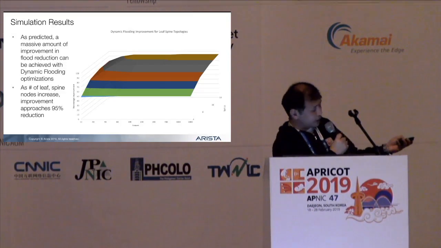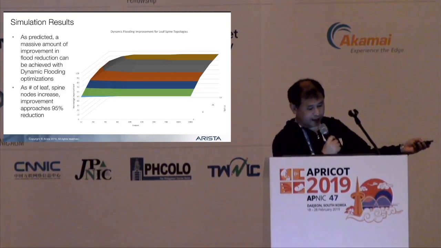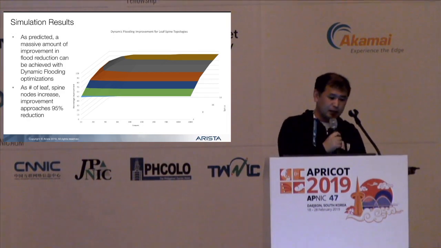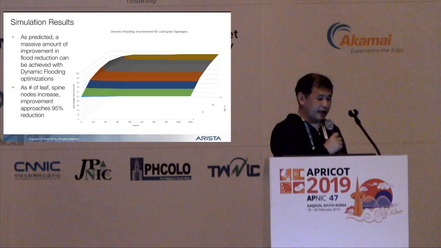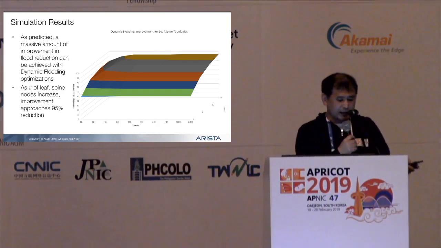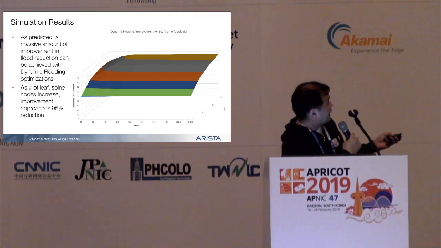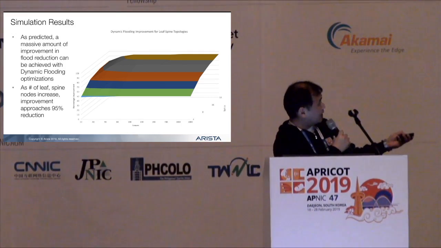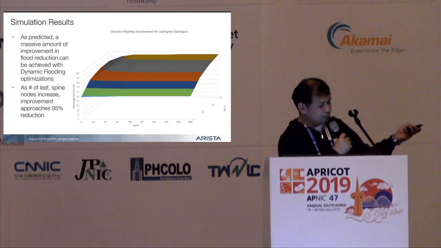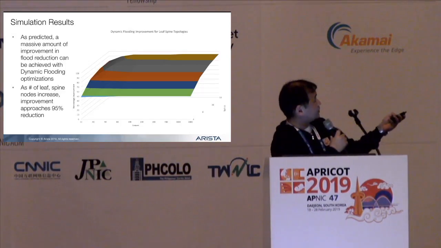This side is the number of leaves. This side is the number of spines. And the percent of the improvement, as predicted, a massive amount of flooding reduction can be achieved with dynamic flooding optimization, especially as the number of leaves and spines increases, with improvement approaching 95% reduction.